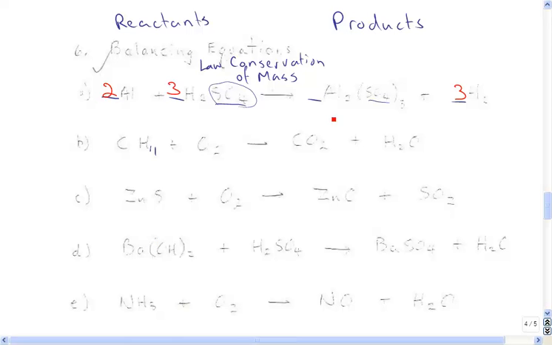We call these numbers in front coefficients, just like in math. When we put these coefficients in, now the law of conservation of mass is obeyed. Okay, so let's try this with the second reaction.